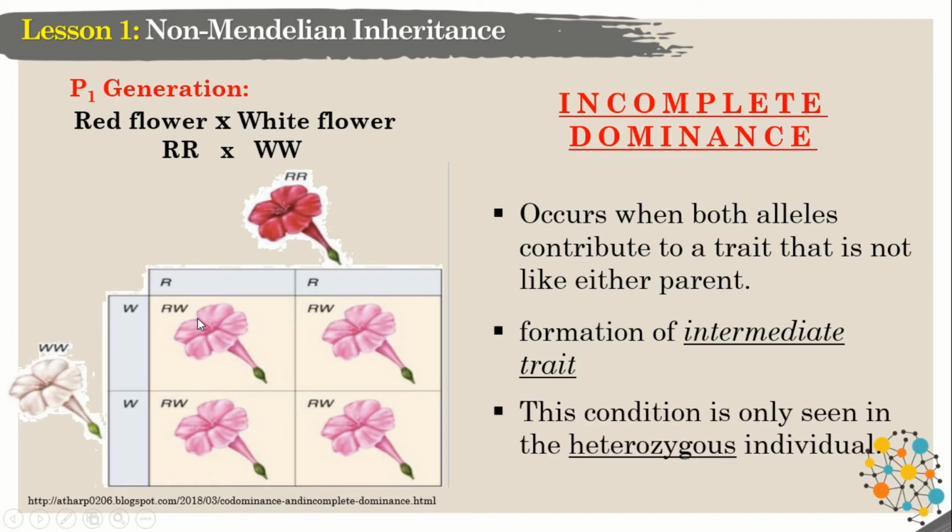So, this condition is only seen in a heterozygous individual. Of course, when your code is RR, that means this codes for red. When WW, this codes for white. But this one is a hybrid. Why? Because it has one R and one W. These two are pure: both red, both white. So, nothing blended here. Here, there was a blending of colors. Okay.